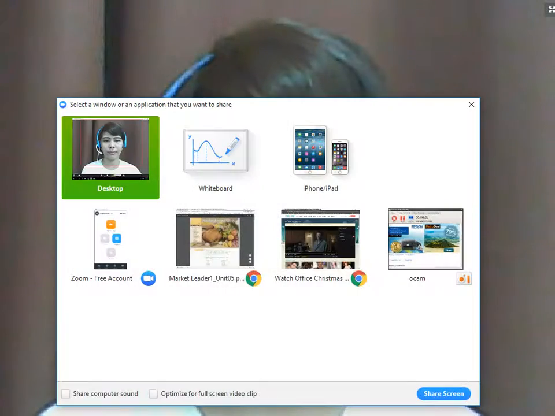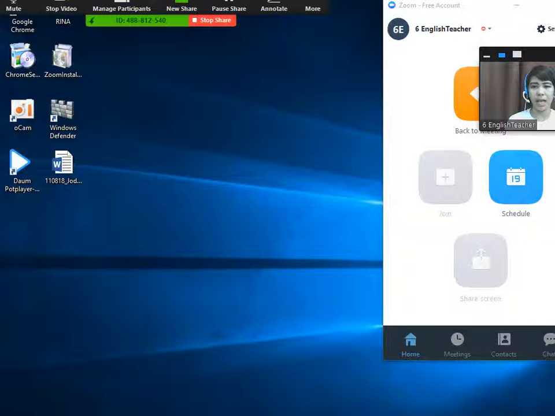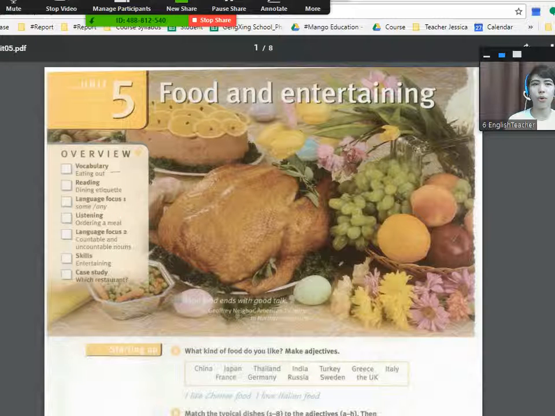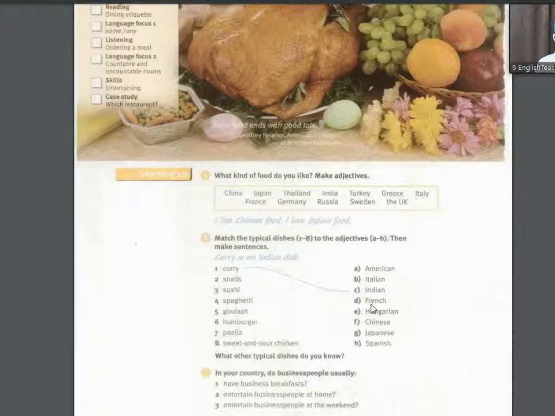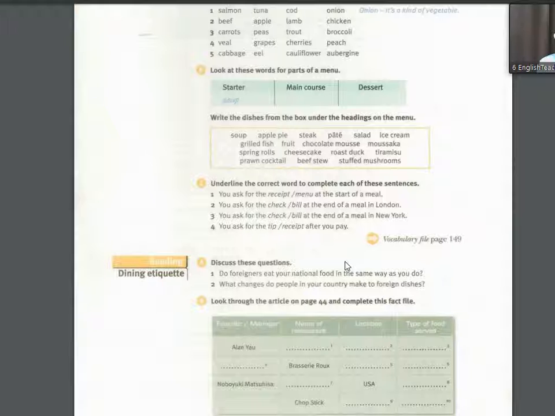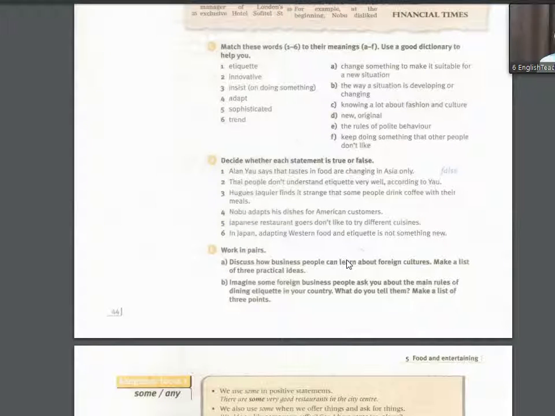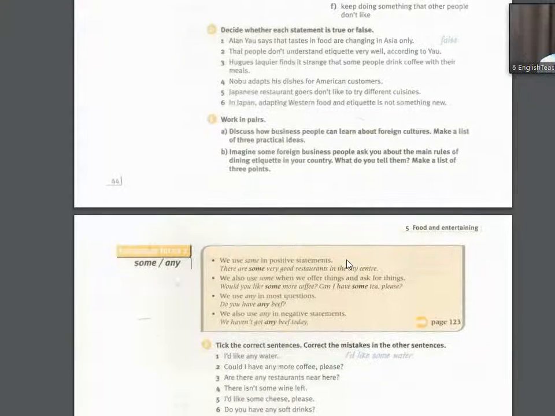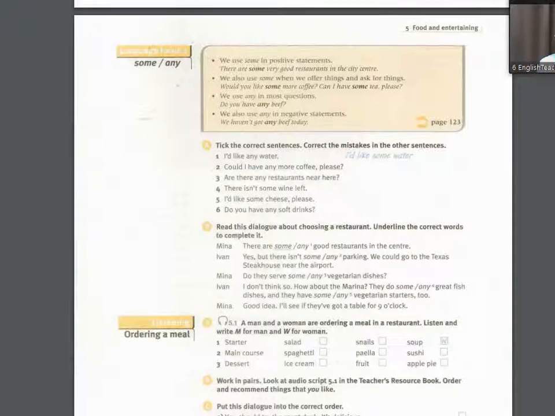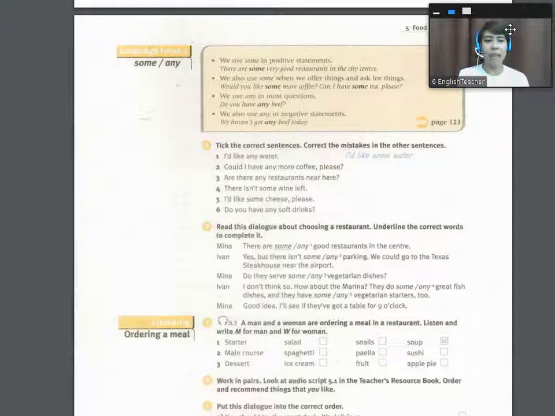Okay, so I am going to share my screen so that you will have an idea and also a copy of the lesson that we are going to study for today. Okay, so for today, we are going to talk about some and any. For our first hour of the class, we are going to talk about some and any in unit number 5, dining etiquette. So this is the language focus number 1. Now for the language focus number 1, the topic is some and any.